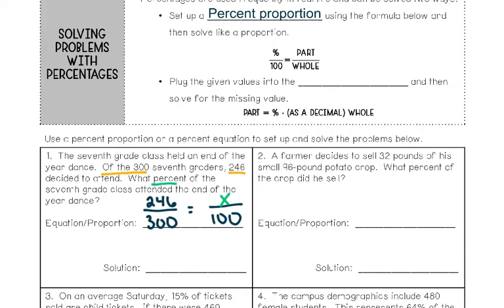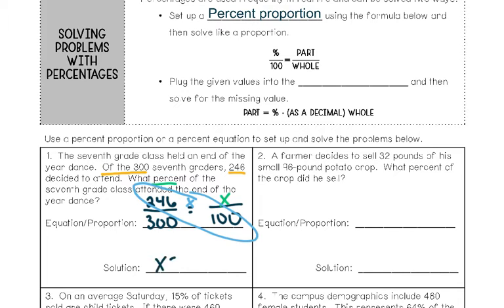So just like we solved before, we would take the two numbers we have across from each other, and we would cross multiply. So if I have these two numbers across from each other, I multiply 246 times 100, and then divide by the number that's left. 246 times 100 is 24,600 divided by the number that's not circled. That's the 300. So 24,600 divided by 300 equals 82.